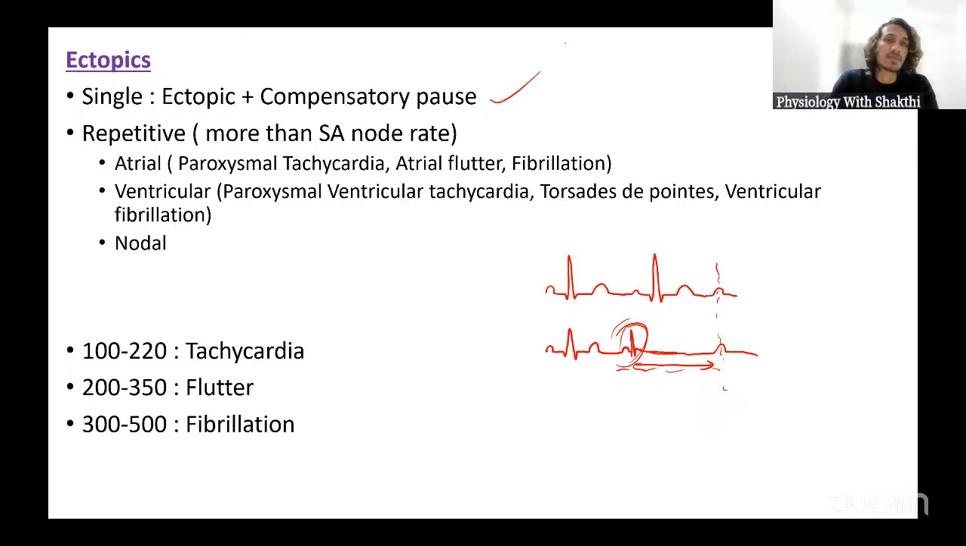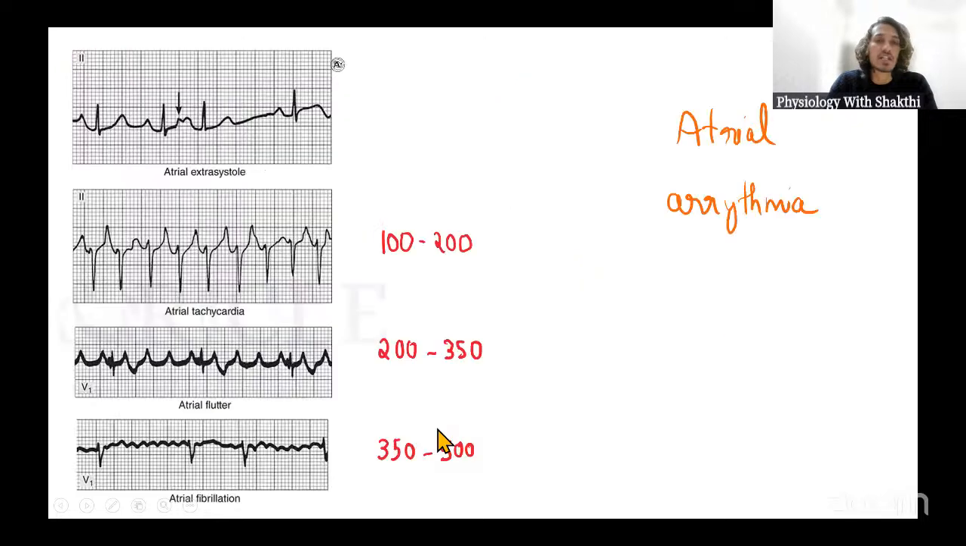Then arrhythmia can come as a question. These are problems in the rhythm. Rhythm abnormalities can be atrial or ventricular, from some external source of ectopic, either in the atria or the ventricle. Based on the rate, the naming changes. If the rate is 100 to 220, we usually call it tachycardia: atrial tachycardia, ventricular tachycardia. If it goes beyond that, to 200 to 350, we call it a flutter. At 300 to 500, it is fibrillation. So 100 to 220 is tachycardia, 200 to 350 is flutter, 300 to 500 is fibrillation.